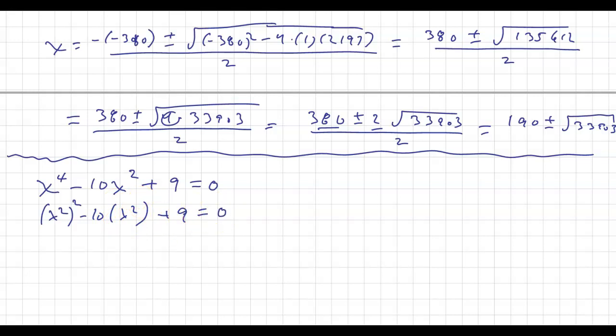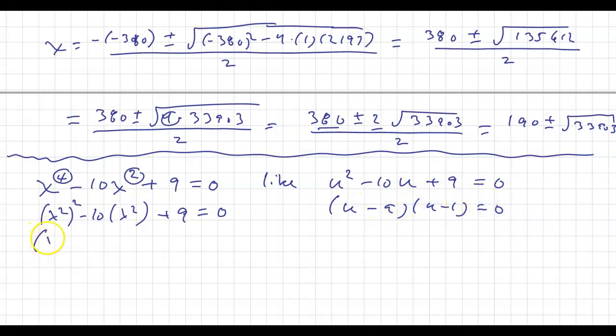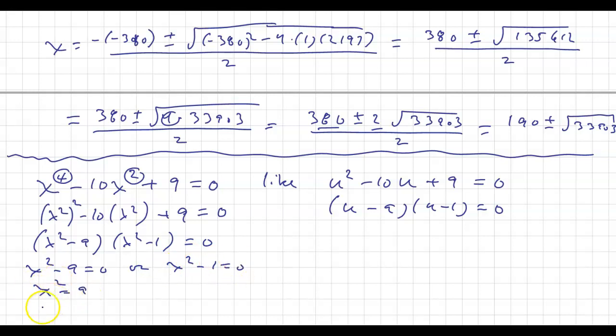So it's a lot like u squared minus 10u plus 9, I'm just going to call it another letter. Just like this thing can be factored to u minus 9, u minus 1, this thing could be factored to x squared minus 9, x squared minus 1 equals 0. And then those two things individually, we can see what numbers make those things 0. And it turns out x squared equals 9, so x equals plus or minus 3. And for this one, x squared equals 1, so x equals plus or minus 1.